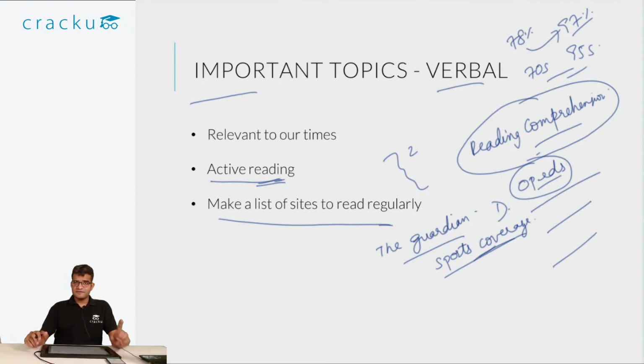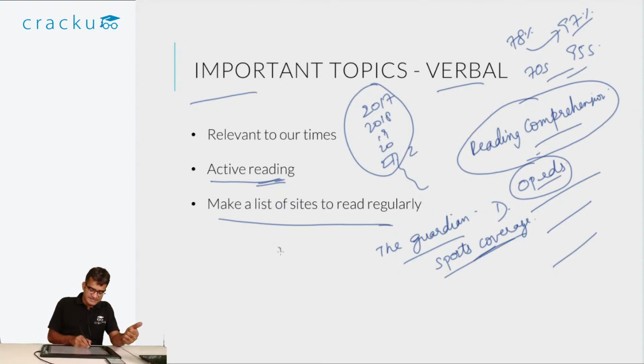Like in LRDI, one other thing that I would recommend you to do is go through the CAT 2017, 18, 19, 20 and 21 papers. And in the verbal section, try to figure out what is the topic of the reading comprehensions. If you look at the topics, some of the topics that come quite regularly is science and technology.